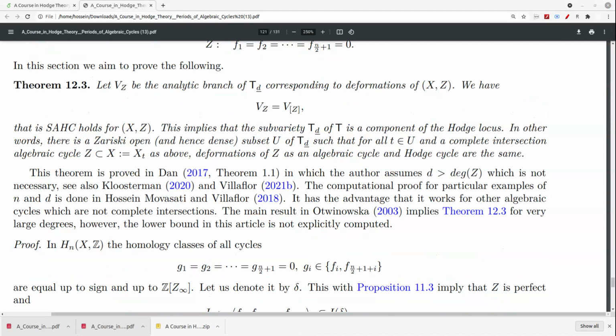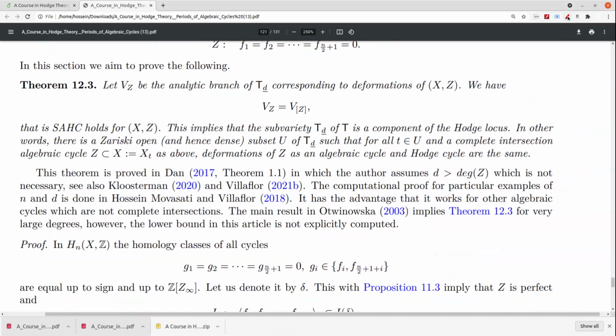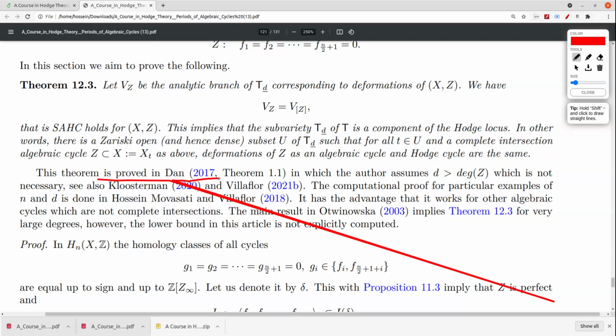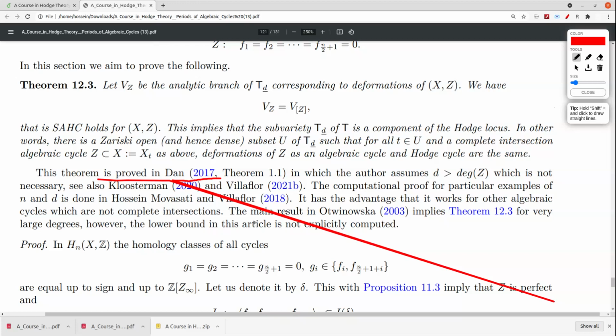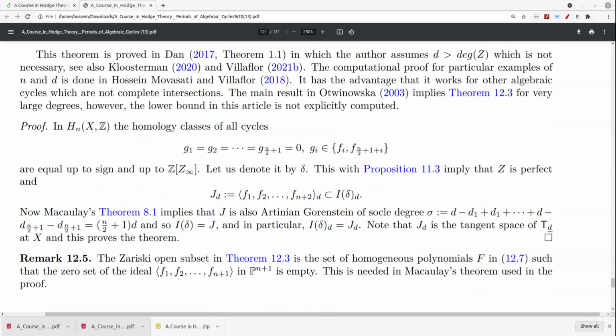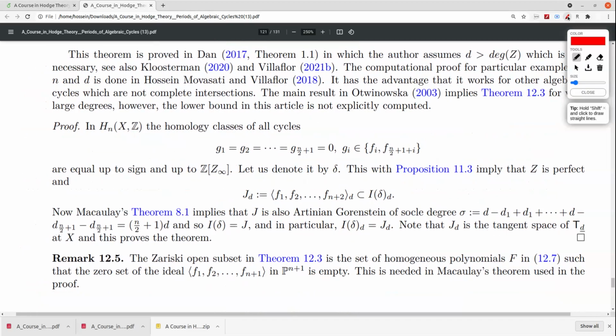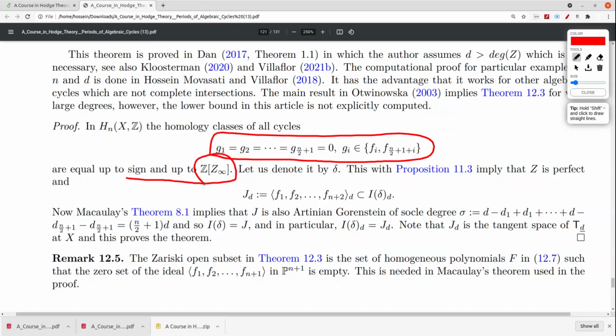So this theorem appears in Dan's article, and without any reason, he puts some extra conditions which are not necessary. And I will give a very simplified version of the proof now. So the basic idea is that all these algebraic cycles, they are equal up to sign and modulo the polarization.